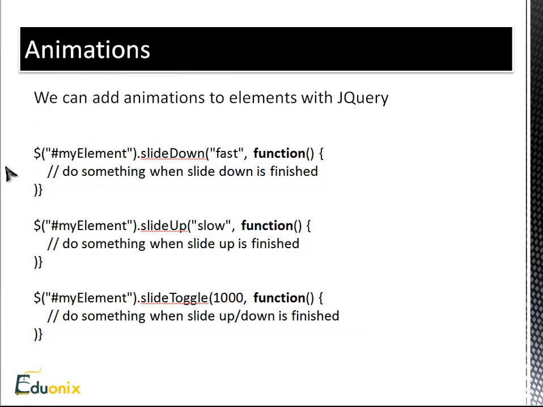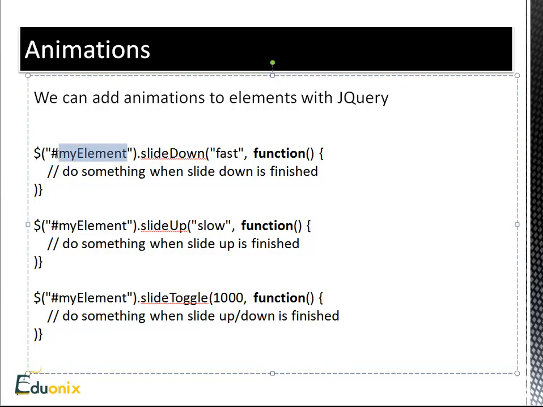Animations. We can add animations to elements with jQuery. Here's an example. So we're saying the element with the ID of my element, we're going to say slideDown. So that's going to make something slide down, and that takes a few parameters, the first being the speed. We can use a numeric value, or we can actually use these keywords, slow, fast, and then the next parameter is the actual function that we want to happen when the slide is finished. And here we have the same thing, except it's slideUp, and we also have slideToggle.